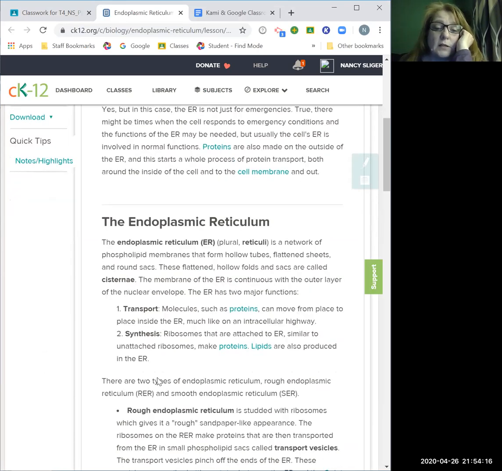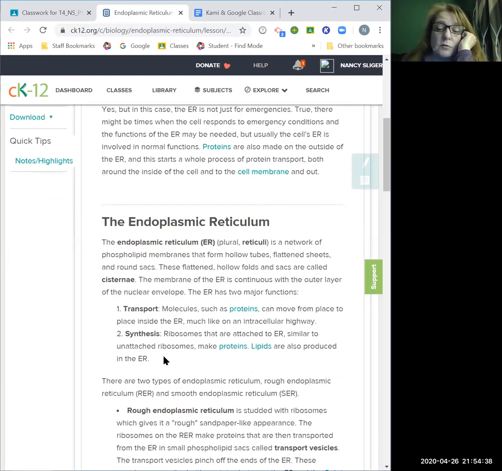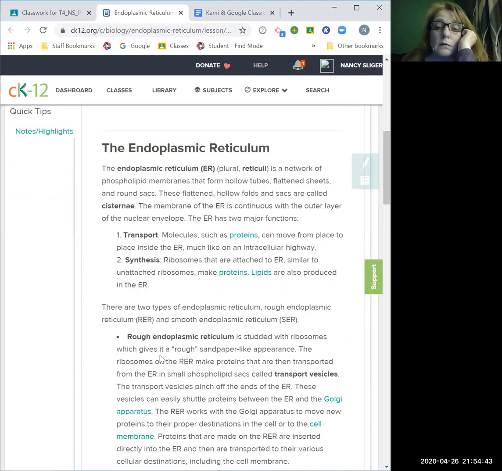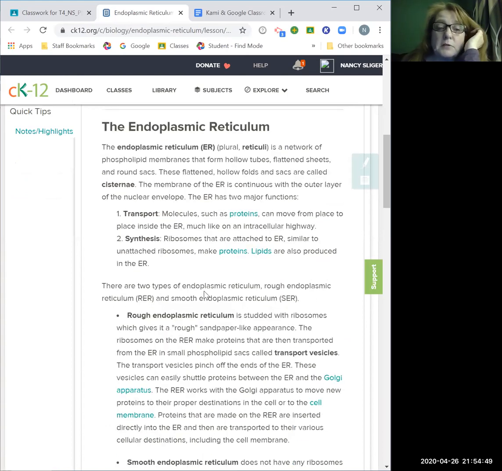The function of the endoplasmic reticulum is for transporting. It can transport molecules throughout the cell. It's kind of like a little subway system. And the second function is synthesis. It allows the ribosomes to be attached to it, and it helps make proteins. And lipids are also produced in the ER. Two types of endoplasmic reticulum I've already mentioned, rough ER and smooth ER, and the difference is rough has the ribosomes.